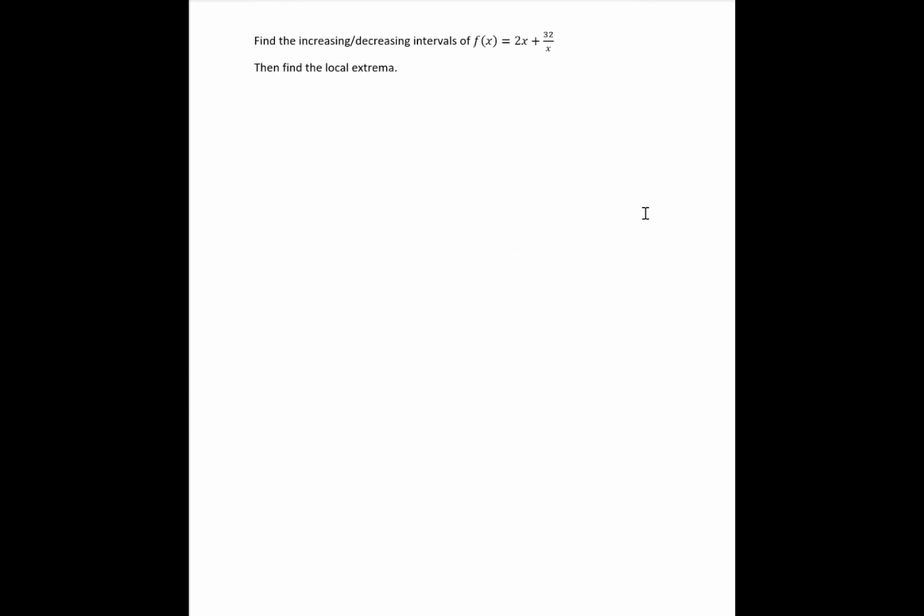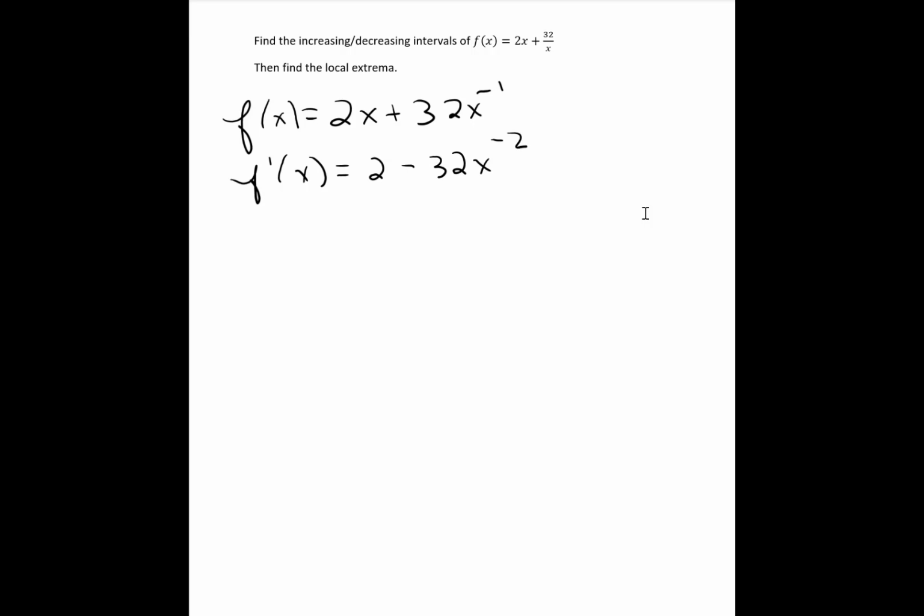This one says find the increasing decreasing intervals of f of x is 2x plus 32 over x. Then one more time, find the local extrema. So let's start with the derivative, but I kind of want to rewrite the function first. So I'm going to say 2x plus 32x to the negative 1. I want to use the power rule, so I need to express everything as powers. Derivative. 2x becomes 2. The 32x to the negative 1, that negative 1 comes down. I have negative 32x to the negative 2.